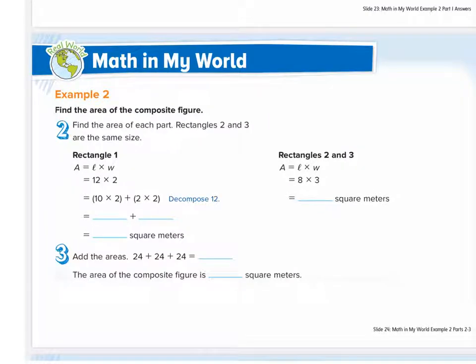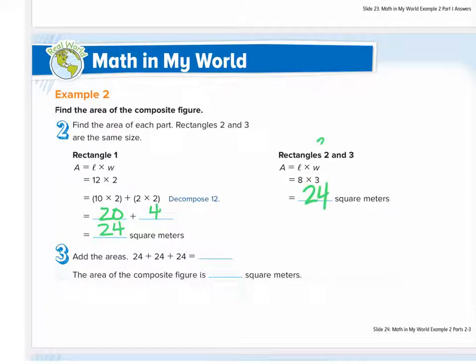Now we're going to find the area of each rectangle, and then add those numbers back together to find the total area. So length of 12 and width of 2 in rectangle 1, so 12 times 2. They've broken apart 10 times 2 is 20, and 2 times 2 is 4, 24. We could have done 12 times 2 in our head, I think, but they wanted to show us one way to decompose it. And the length and width of rectangle 2 and 3 is 24 square meters.